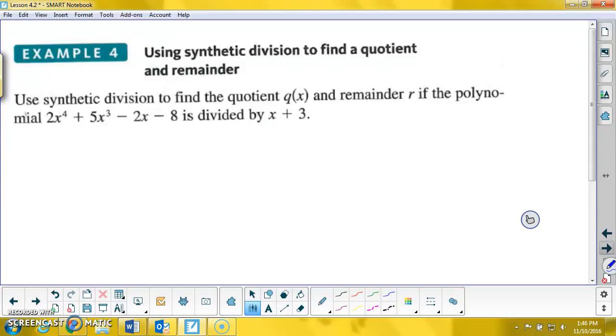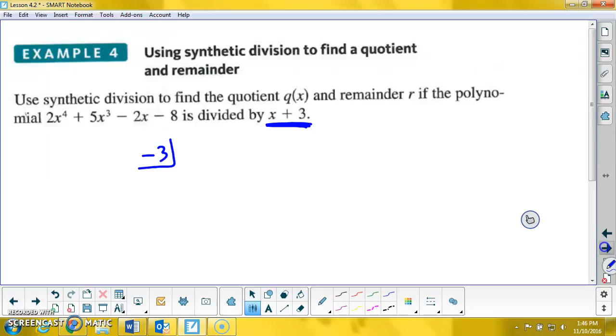So the next example says use synthetic division, not long division, but synthetic division to find the quotient and the remainder when you take this fourth degree polynomial and you divide by x plus 3. So synthetic division, in case you forgot, you always use the 0 of what you're dividing by. If we're dividing by x plus 3, then I need to have a negative 3 in this box on the side because that's the 0.